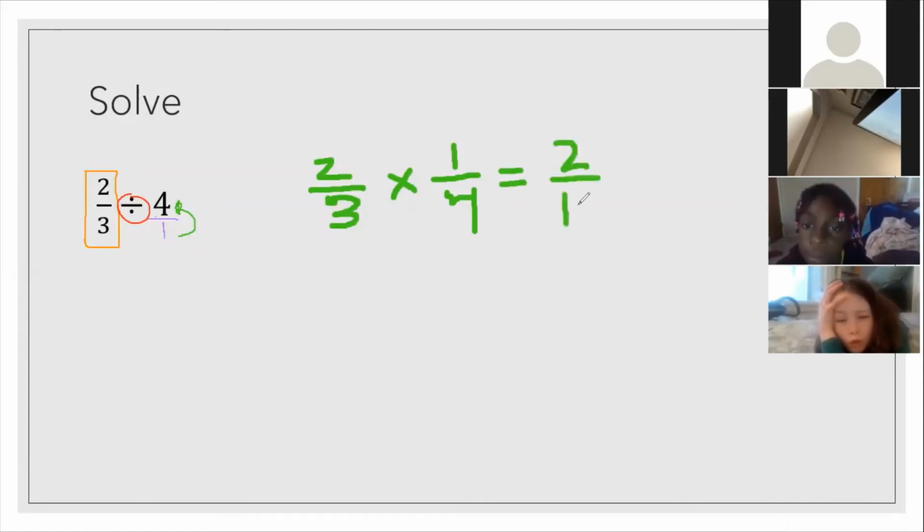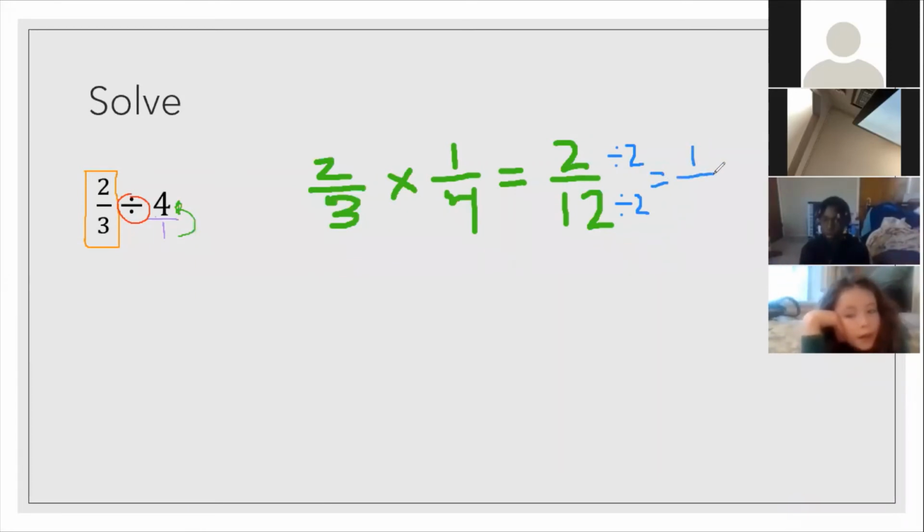over 12. Good. Can I leave this fraction the way it is? No. What do we notice about the numerator and the denominator here? They're both even, so if they're both even, that means they're both divisible by what? 2. Good. Let's go ahead and divide our numerator and denominator by 2. What is 2 divided by 2? 1. And what is 12 divided by 2? 6. Good. So our answer there is 1/6.